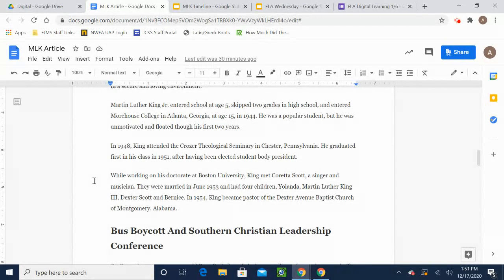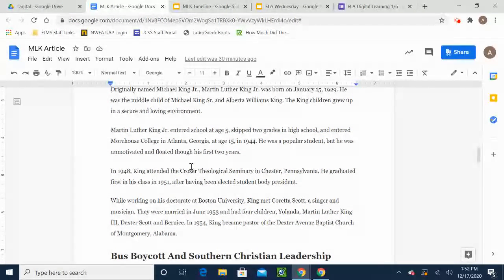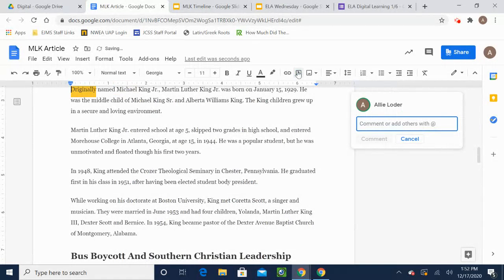While working on his doctorate at Boston University, King met Coretta Scott, a singer and musician. They were married in June 1953 and had 4 children: Yolanda, Martin Luther King III, Dexter Scott, and Bernice. In 1954, King became pastor of the Dexter Avenue Baptist Church of Montgomery, Alabama. That's the section, because notice it starts a new subheading down below. So I'm done with this section.